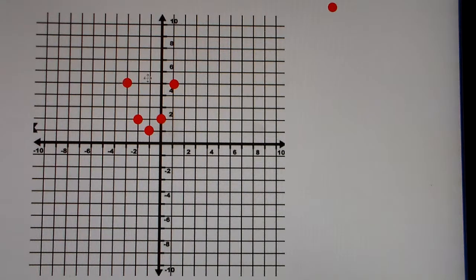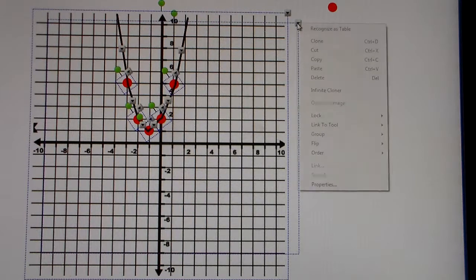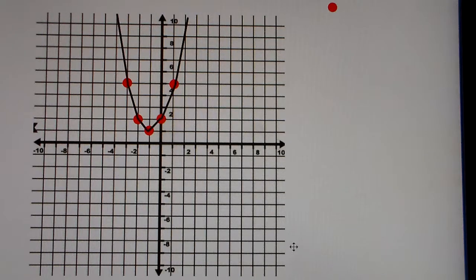My goal is to make a little bit of a shape of a U. And when I do that, I make some lines. And there's my picture of a parabola. I'm going to connect them all up. And we'll move it nice and successfully. I'll group it.